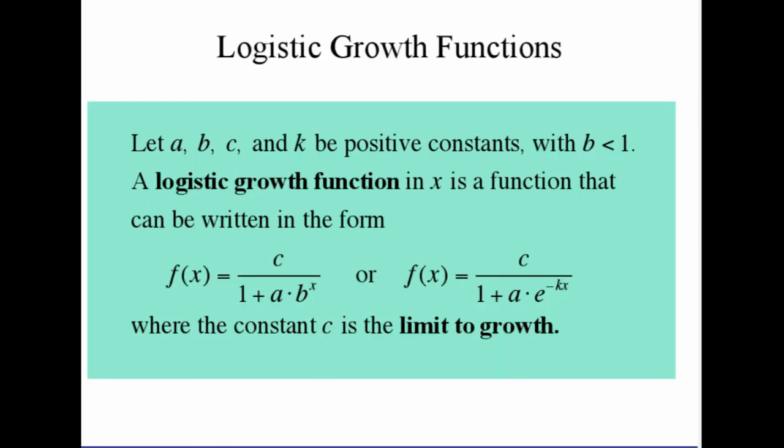So when we talk about exponential functions, and we start talking about exponential relationships in the real world, we have to consider this function called the logistic growth function. And here's how the logistic growth function is defined. Let a, b, c, and k be positive constants with b less than 1. A logistic growth function in x is a function that can be written in the form f of x equals c over 1 plus a times b to the x, or f of x equals c over 1 plus a times e to the negative kx, where the constant c is the limit to growth.